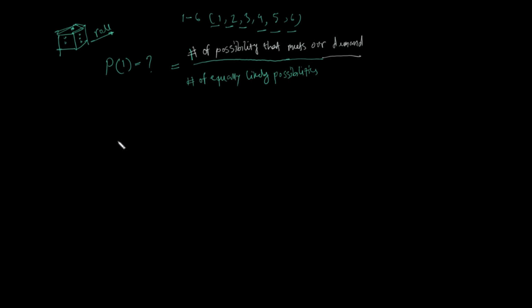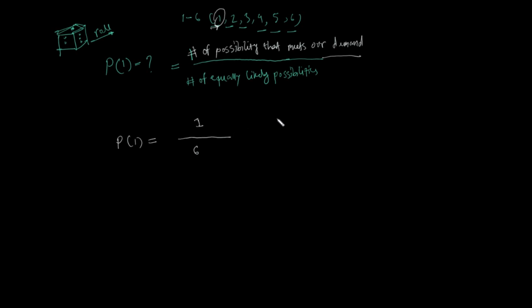So here, what is the probability that you roll a 1 when you roll a 6-sided dice? Our number of equally likely possibilities is 6, as you know that we can roll any number from 1 to 6, and out of that 6, the possibility that meets our demand that we get a 1 is only 1. If you roll a second time, it can be 2, 3, 4, or 5. So the probability of rolling a number 1 is 1 out of 6.